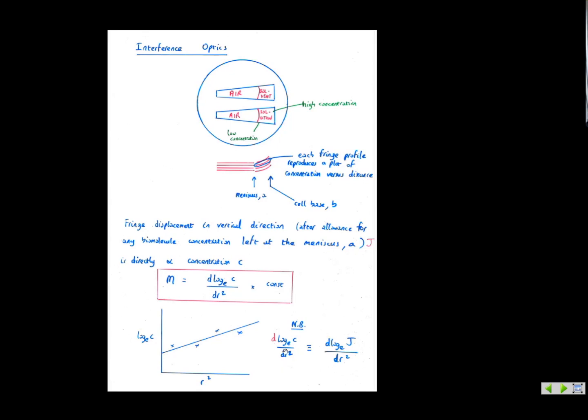And again, using the same arguments we discussed before with the absorption optics, you don't have to convert fringe concentrations to absolute concentrations in grams per mL, because the units of concentration cancel when you consider the differential term in the logarithm.